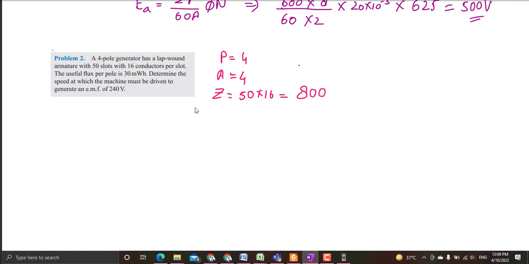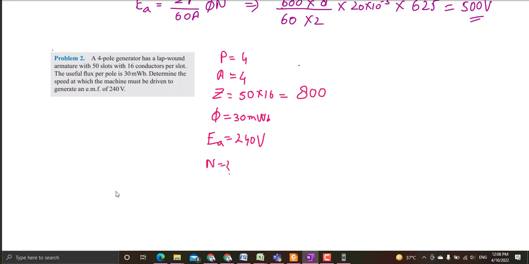Now, useful flux per pole. The flux per pole is 30 milliweber, and the EMF generated is 240 volt. So we have to find N.